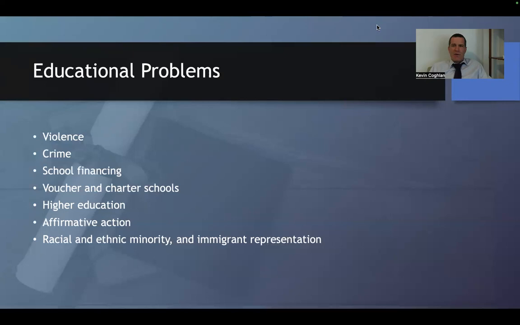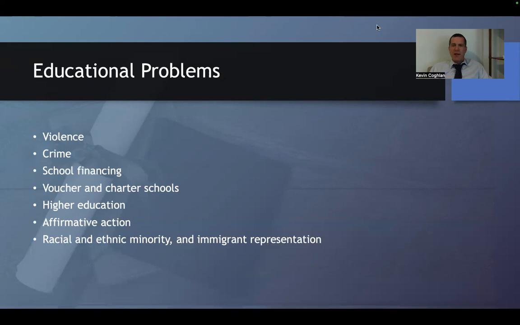Things like that. We can look at school financing, like I've been talking about, looking at inequalities between the schools. How can we balance out that equation? You've seen a large rise in voucher and charter schools to try to balance this out for kids who want a better opportunity to go to a better school. How can we find a way to make that happen?